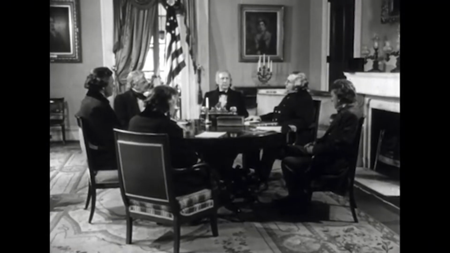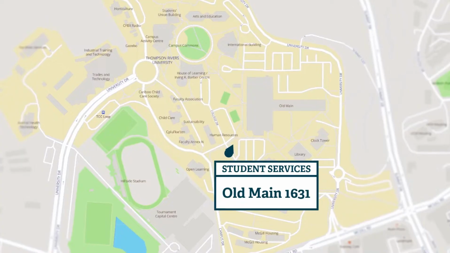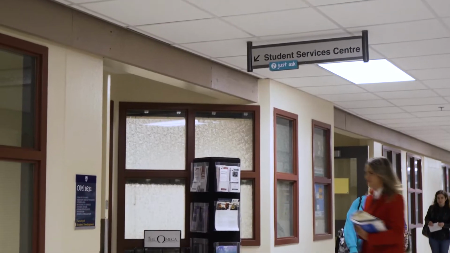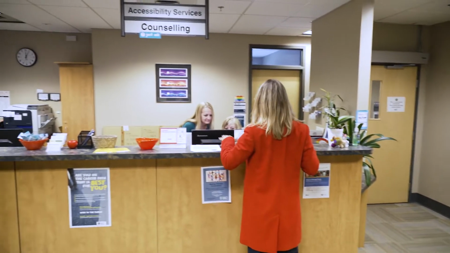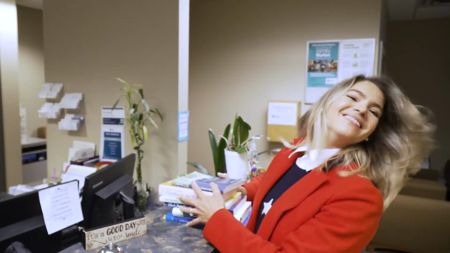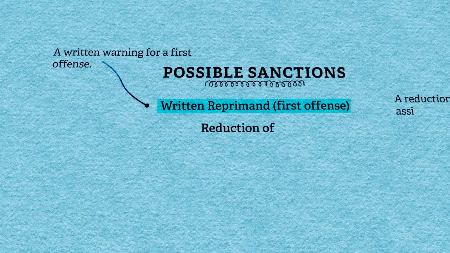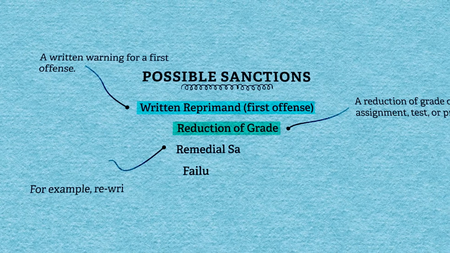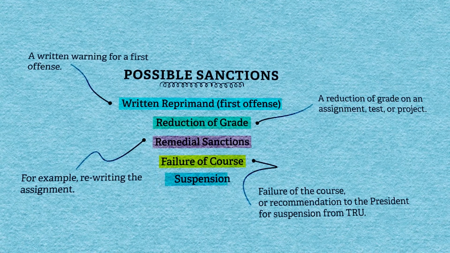In terms of who makes decisions around academic integrity, TRU has an academic integrity committee, so it's not actually your instructor. The Office of Student Affairs also supports you throughout this process because it can be a little bit scary. Some of the possible sanctions include a written reprimand if it's your first offense, reduction of a grade, remedial sanctions, failure of a course, or suspension. So it can be pretty serious.